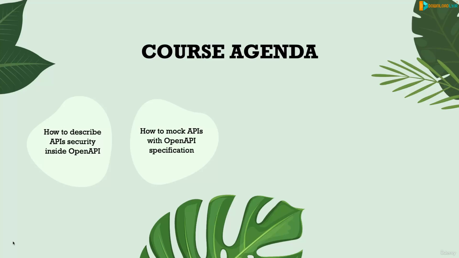And whenever we are mocking the APIs, both the consumers and producers can start their development in parallel, and the consumers never have to wait for the producers to complete the backend API logic. Instead, they can rely on these mock APIs that we can generate with the help of OpenAPI specification. And after these mock APIs, we are also going to look at how to generate the client code and server stubs using your OpenAPI specification.